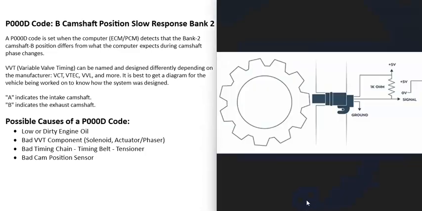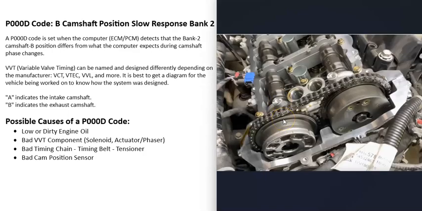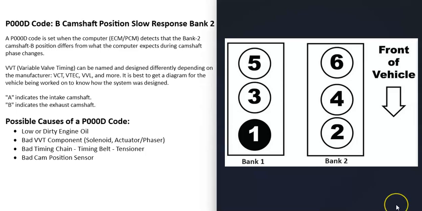Well, basically there's a camshaft position sensor on each camshaft that's reporting back to the computer the location of that camshaft as it's spinning. For some reason, this bank 2 camshaft-B is not in the right position like it's supposed to be. The computer's seeing some kind of problem with this, and so it's going to be troubleshooted to know why. And when you have a V6 or V8 engine, the engine's going to have two banks.